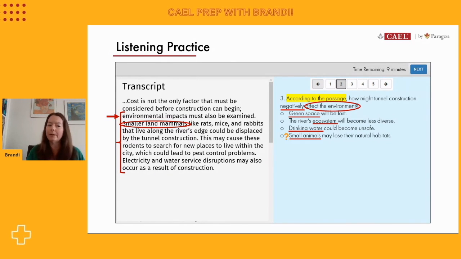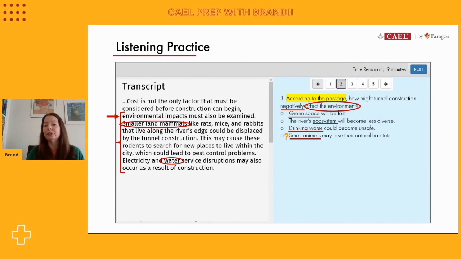We did finish this part of the lecture, by the way, with this idea about water. And the passage itself says that water service disruptions could occur. But when we look at the answer choice C that talks about water, the idea there is that the water could become unsafe to drink. So again, even though water is discussed here under the environmental section of the lecture, the idea itself is not accurate. So we could not choose answer choice C, even though water was mentioned.